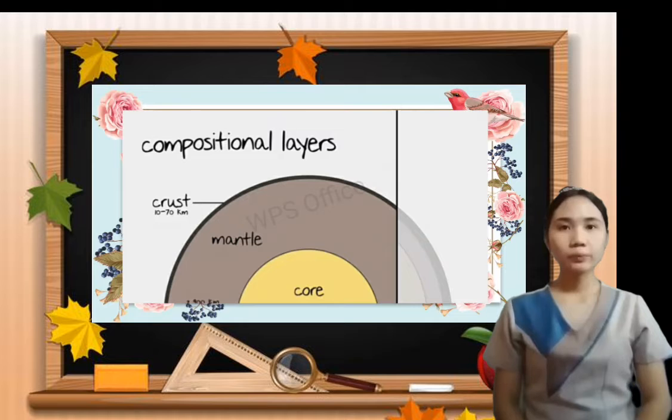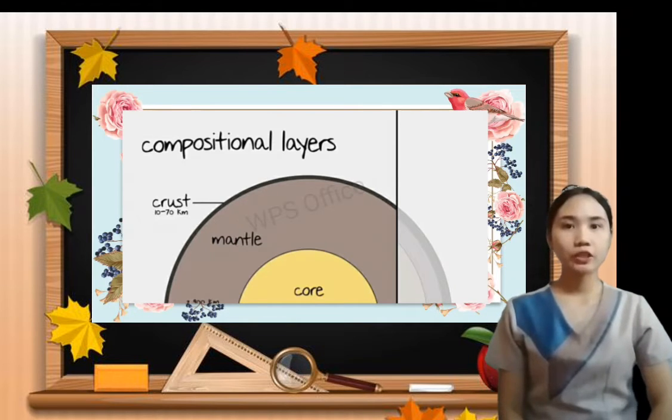Compositional: the outermost solid layer of a rocky planet or natural satellite, chemically distinct from the underlying mantle, a layer of the Earth or any planet large enough to support internal stratification between the crust and the outer core. It is chemically distinct from the crust and the outer core.